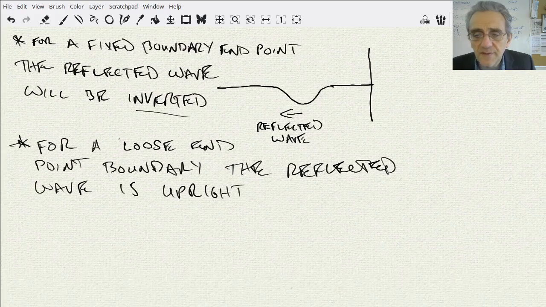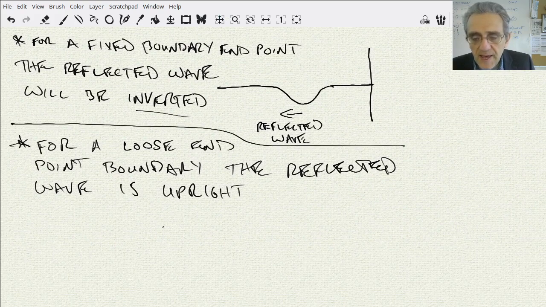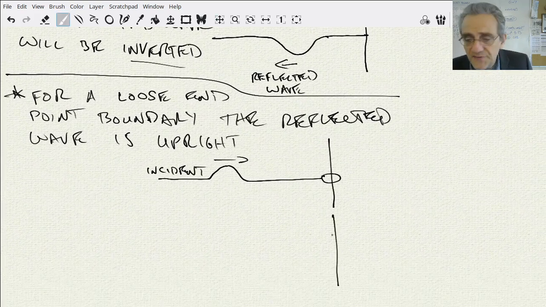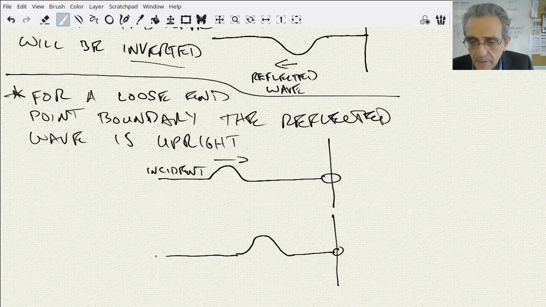So if I was to draw a picture of this, so let's just draw a line here. And the picture of this would be like this. We have a wave that's incoming. And now we're going to draw a circle here with a rod like that. And here is our incident wave. And now that's the before. Now here is the after. We therefore have the reflected wave upright. There we go. Okay, that's for the loose end.